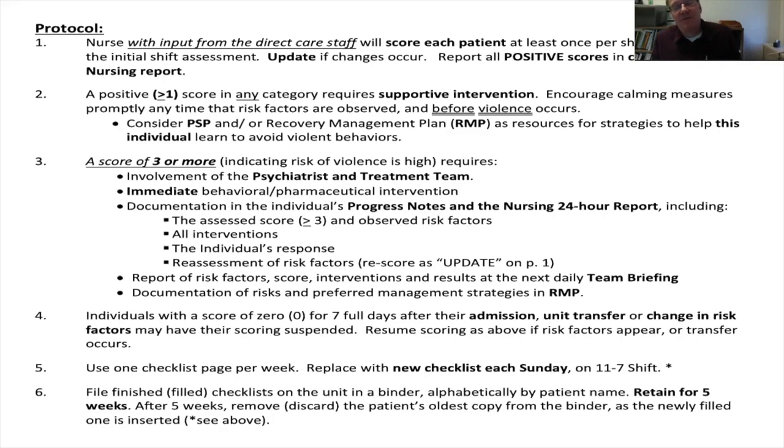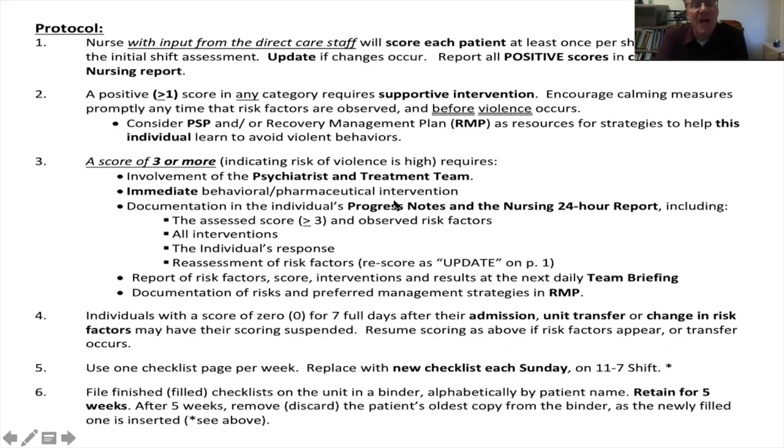In an effort to reduce the burden of this Bröset violence checklist, because it is a new thing and gosh knows people are time pressured and have plenty to do: if an individual scores 0 for 7 full days after admission or first coming to the unit, or after some previous change in the risk factors, you can stop scoring them. And then you would start again if something changes again, if they seem to be exhibiting some of these risk factors or other concerning behaviors.